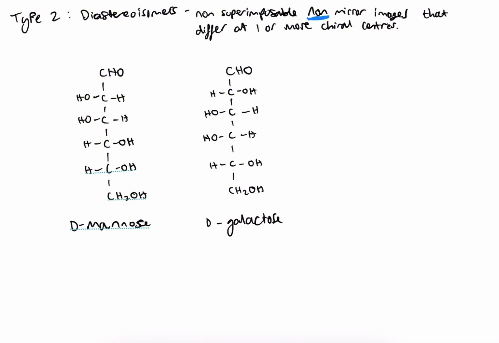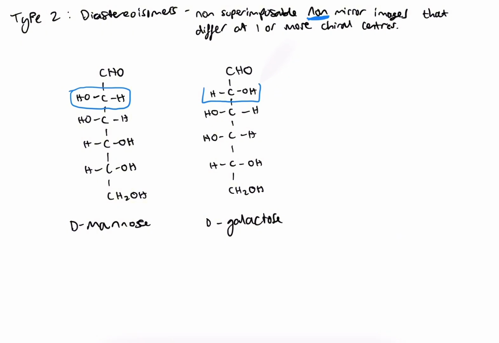The enantiomers were mirror images, however we cannot draw a mirror down the center here this time, because the chiral carbons differ at one or more. So as you can see in D-mannose and D-galactose, the carbons are differing here.